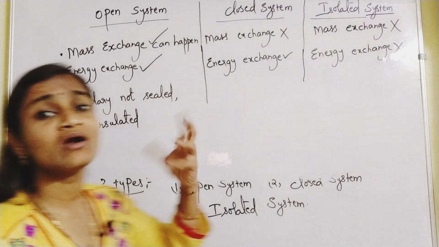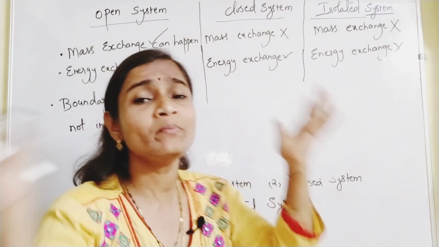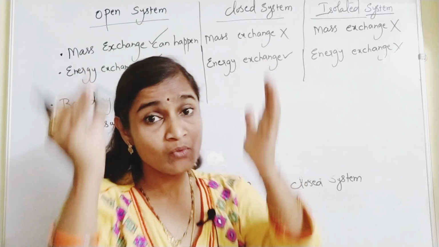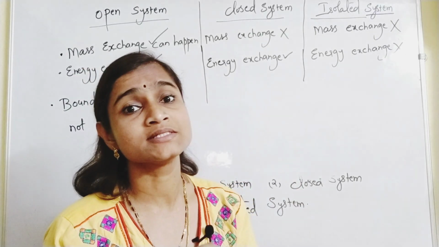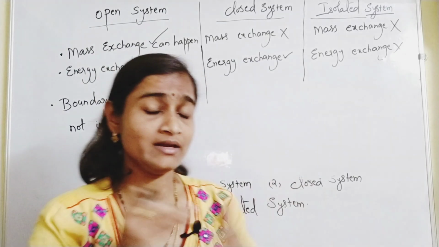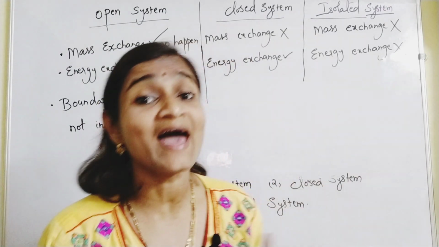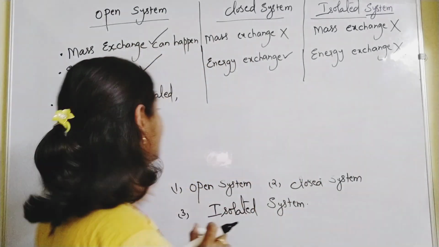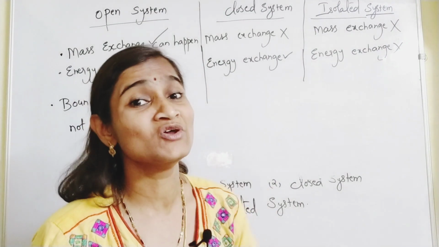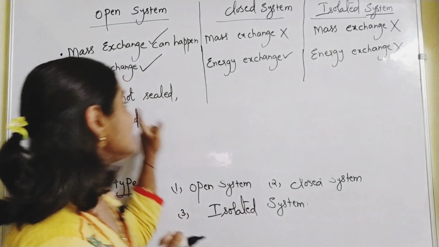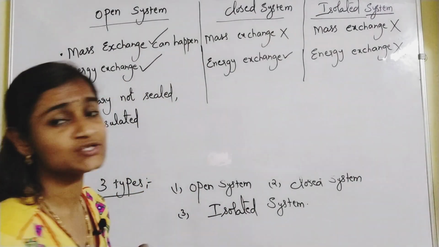Boundary is not sealed. Okay, it's open. And the walls of the boundary are also what type of walls? Diathermic walls, conducting. So heat exchange can happen easily. That is what you call an open system. But you should use this terminology: boundary is not sealed, not insulated.